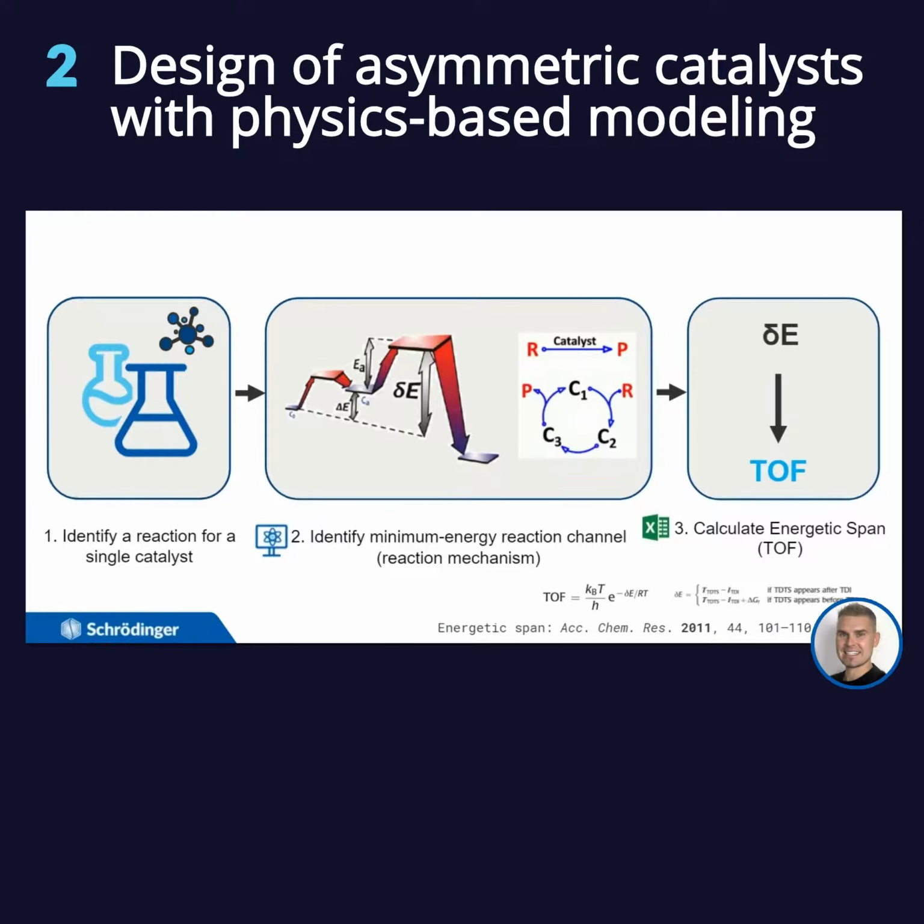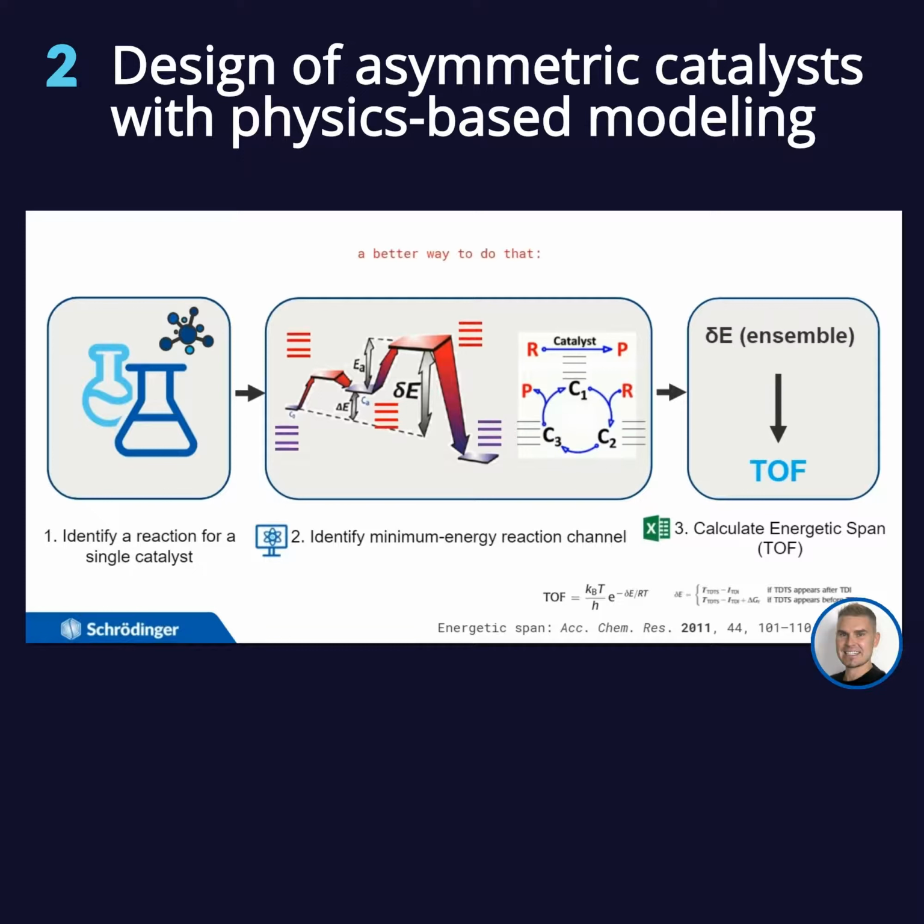The first step is, of course, to identify a reaction for a single catalyst. Now, here, we don't need to do that because we already know our reaction from the previous step. What we need to have, and this is the second step, is full knowledge of the entire reaction mechanism, i.e. the catalytic cycle. By knowing the catalytic cycle, we can calculate the TOF in the third step by using the known formula.